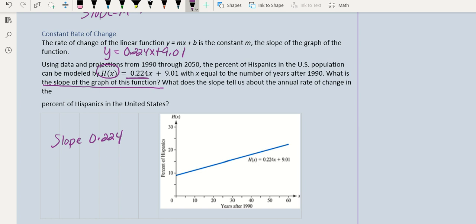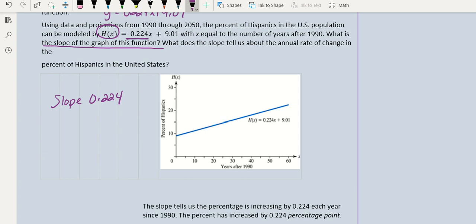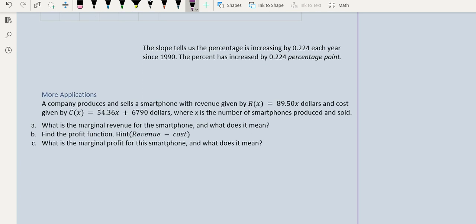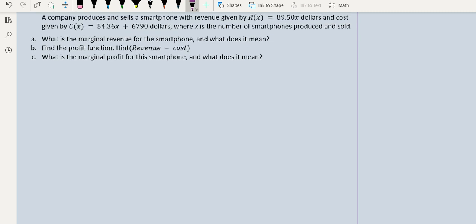Now, what does the slope tell us about the annual rate of change of the percent of Hispanics in the United States? So the slope tells us that it is increasing by 0.224 each year since 1990. The percent has increased by that percentage point. Okay? And that is what the information is telling us. Now, we have one last example.